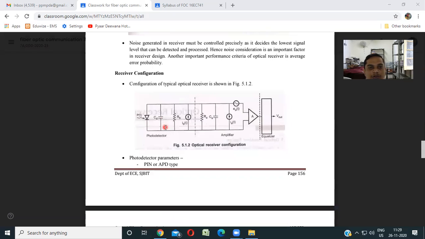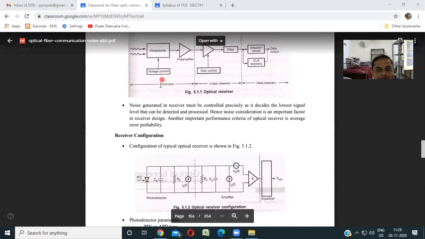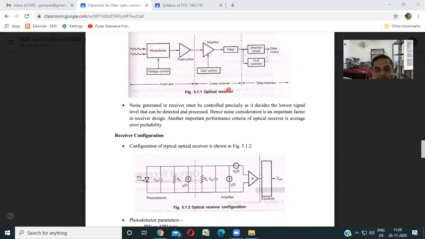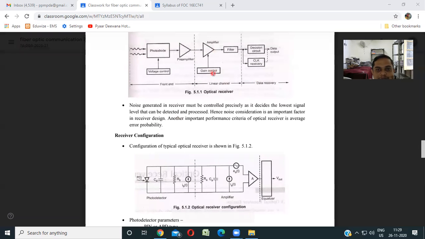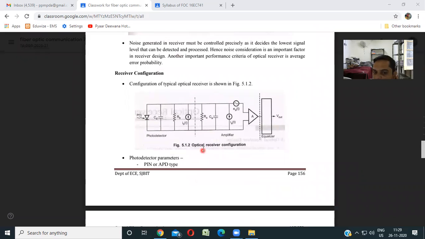Let us see the equivalent circuit of the receiver configuration. As already explained, it is made up of three parts. First is the front end. Then we have the linear channel, made up of the amplifier, the gain control, and the filter. The third block is the data recovery. The same thing we are drawing here is called the equivalent circuit, also called the optical receiver configuration.